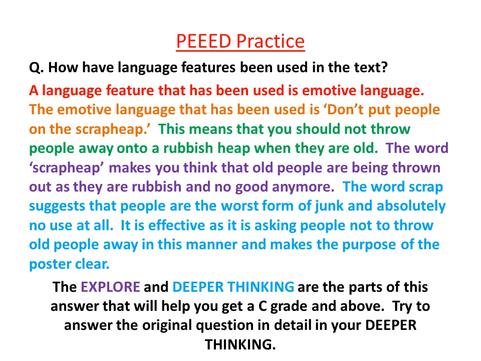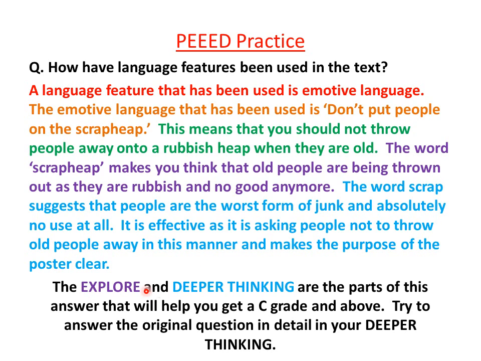Now this is where we're going to get to our higher grades. The exploration, going back into the evidence and having a look for something else that we can explore. So the word scrap heap makes you think that old people are being thrown out as they are rubbish and no good anymore. Now some deeper thinking about the effects of that. The word scrap, and I think perhaps that should have been in inverted commas, suggests that people are the worst form of junk and absolutely no use at all. It is effective as it is asking people not to throw old people away in this manner and makes the purpose of the poster clear.